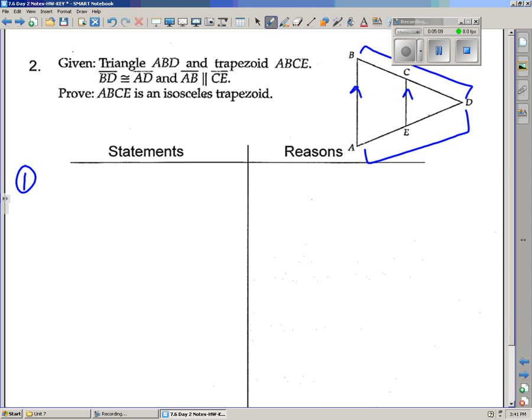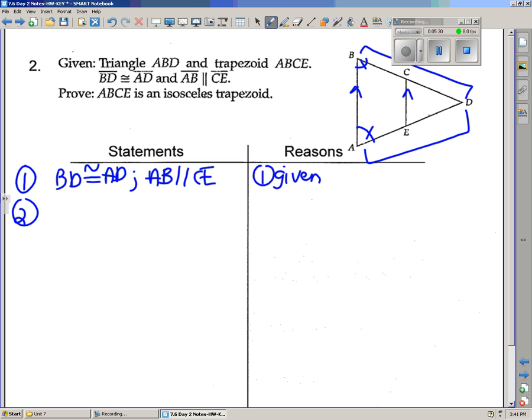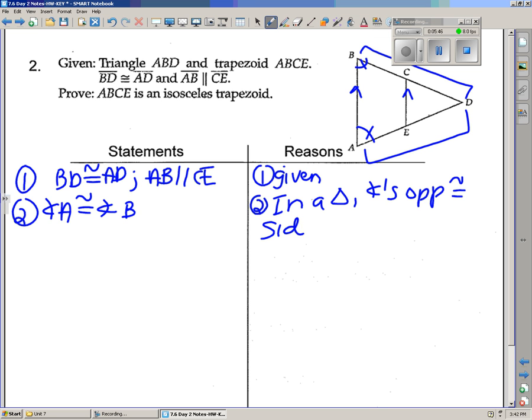Just to save myself a lot of room, I'm going to put the bottom given. So BD is congruent to AD, AB is parallel to CE. That's all given. I'm going to actually have the fact that we've got this big triangle here that's congruent. These guys are congruent. So then we can say angle A is congruent to angle B because in a triangle, angles opposite congruent sides are congruent.